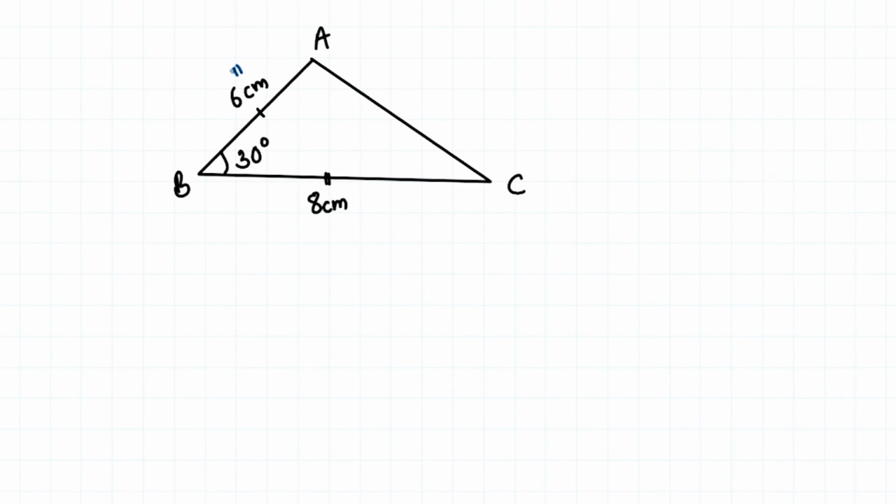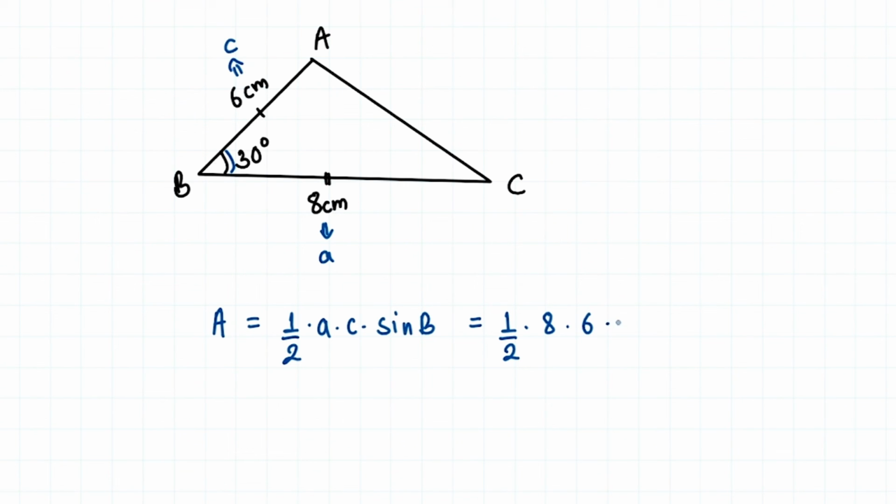Then we know that this side is our c. It's opposite to this vertex C. This side is our a. And obviously this angle is our angle B. So our formula is going to be area equals 1 by 2 times a times c times sine of B, which is going to be equal to 1 by 2 times our a is 8 times our c is 6 times we have sine, our B is 30 degrees, right?